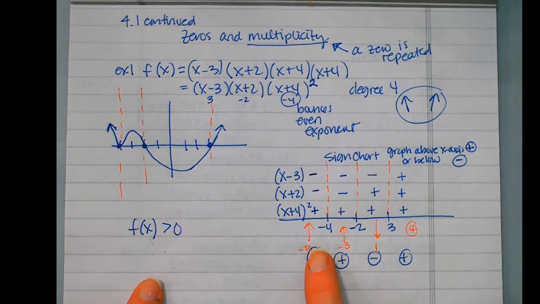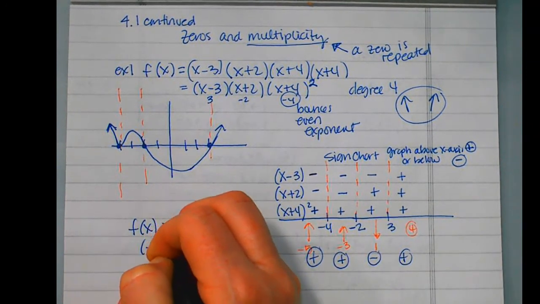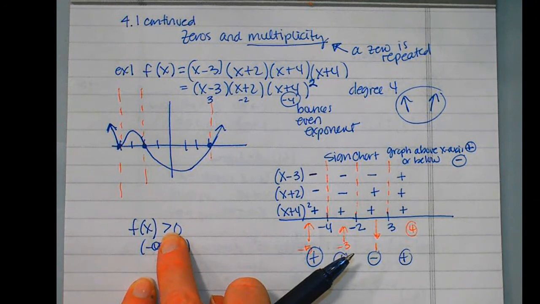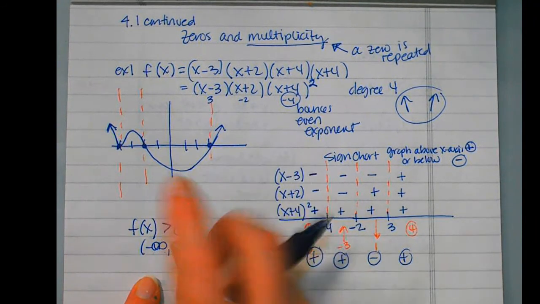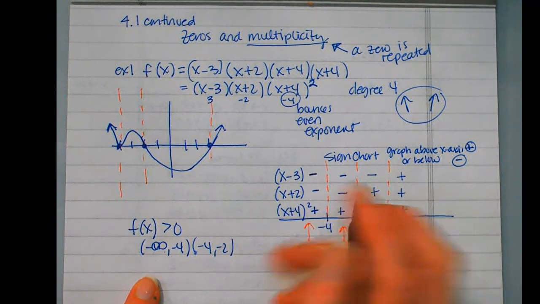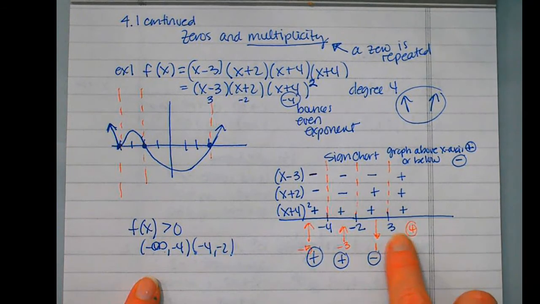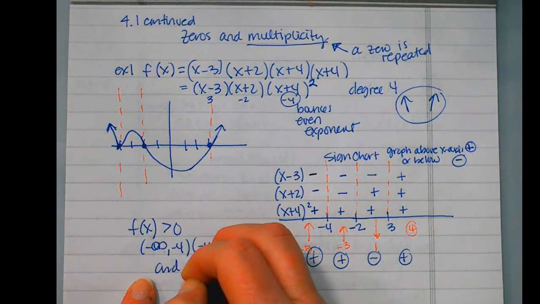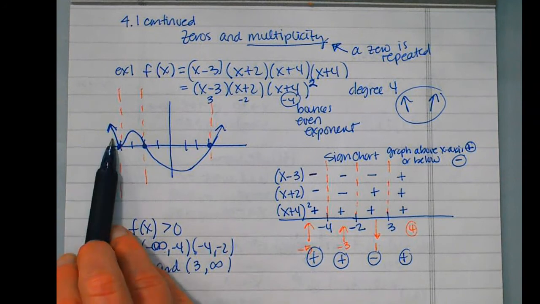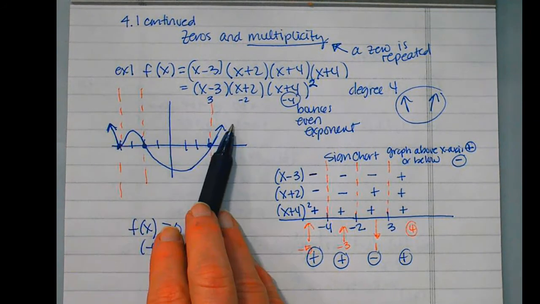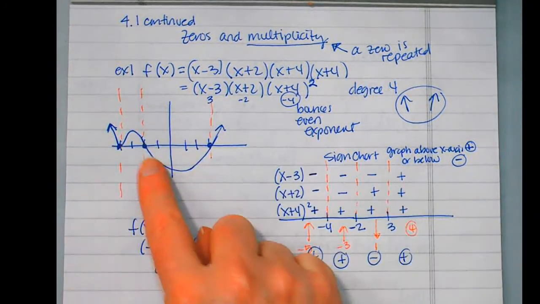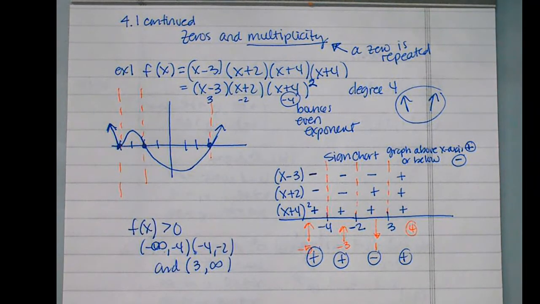I'd have to say between negative infinity and negative 4. Because this one's 0 and it doesn't say it's equal to 0. And then between negative 4 and negative 2. And then also if it's bigger than 3, so, 3 to infinity. So there's 1, 2, 3 places that my graph is bigger than 0. And then I didn't include this part or the piece where it's equal to 0. That was kind of obnoxious.